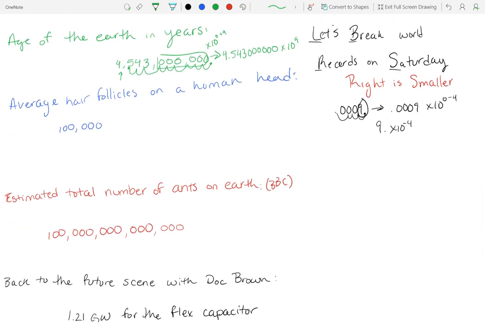Which is the average number of hair follicles on a human head. So there's 100,000 hair follicles. I found that pretty interesting. It doesn't really seem like the human head could fit 100,000, but it's nice to know.